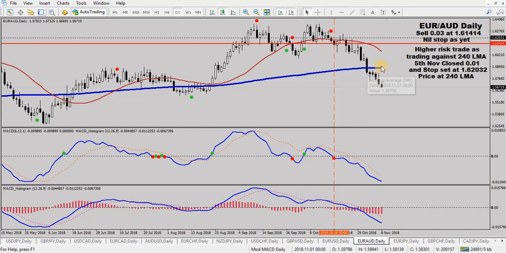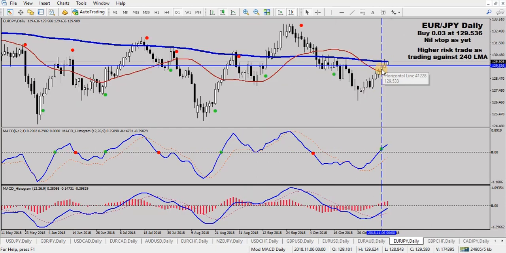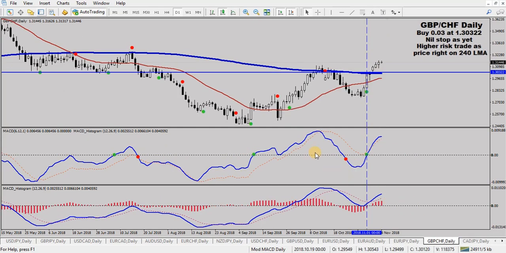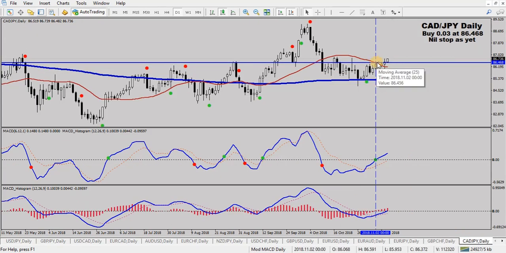Euro Yen in a buy, bit of a high risk trade. The price was just about at the 240 LMA. Took it, hopefully it'll push through it, but at the moment she's still looking alright. Pound Swiss in a buy. I didn't like this one because the price was right on the 240 LMA when I took it. Managed to break through, but it's not going up there with any great sort of gusto, but it's still heading up. CAD Japanese yen and a buy here. It's going up nicely, just above the point of entry, so it's slowly making itself up.